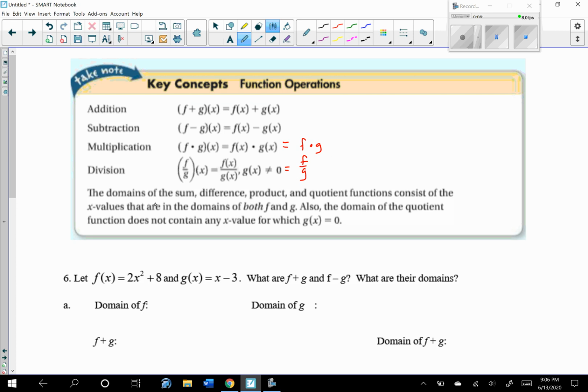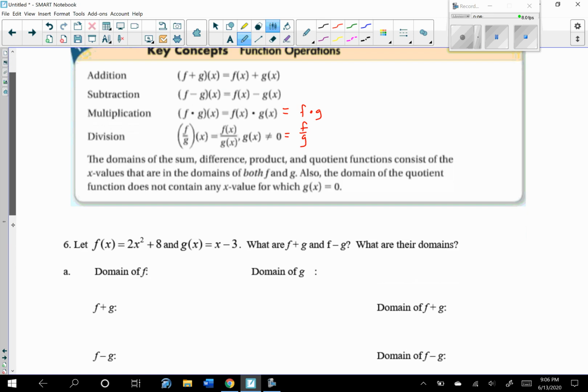The domains of the sum, difference, product, and quotient functions consist of the x values that are in the domains of both f and g. Also, the domain of the quotient function does not contain any x value for which g of x equals 0. So let's go ahead and do some practice.